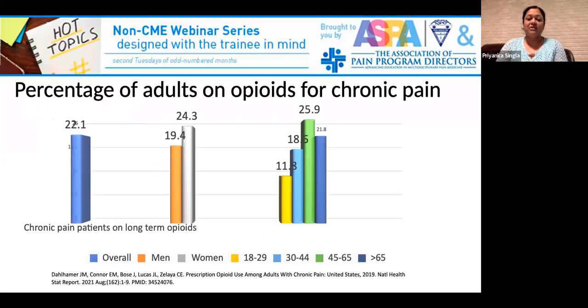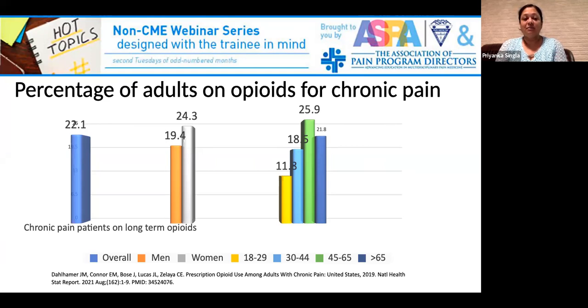Although the recommendation is that chronic opioid therapy should not be the first line treatment, there are about 22% of patients who have chronic pain who are on long-term opioids. This is data from a 2019 survey that was published in 2021, which shows that opioid prescription goes up until the age of 45 to 65 years, and then it tapers down after 65 years of age.